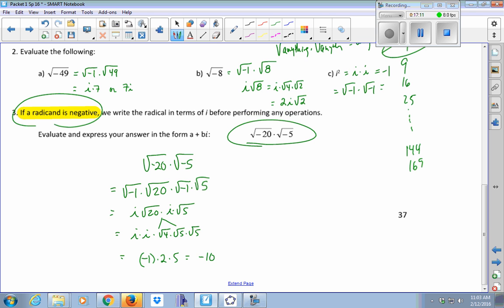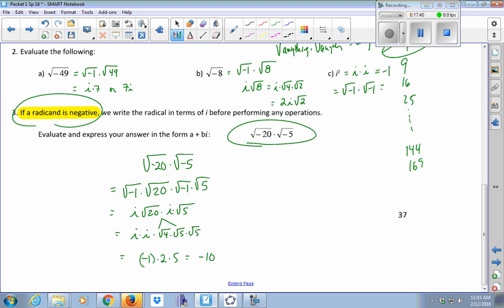Okay, it's negative 10. If you don't feel comfortable saying the square root of 5 times the square root of 5 is 5, think about it. This would be if you had a square of area 5. Each side would be the square root of 5. Anyway, if you have to, you could say the square root of 5 times the square root of 5 is the square root of 25 and then call it 5. If you have to do that, that's okay.